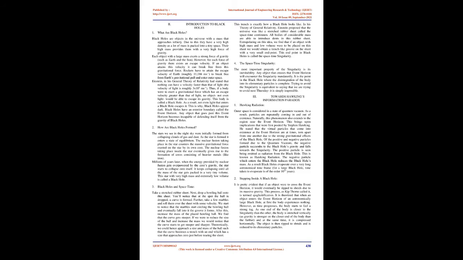metals, like iron. Millions of years later, when the energy provided by nuclear fusion gets overpowered by the core's gravity, the star starts to collapse onto itself. It keeps collapsing until all the mass of the star gets packed in a very tiny volume. This star with very high mass and extremely low volume is called a black hole.